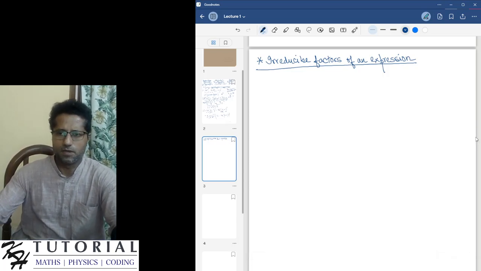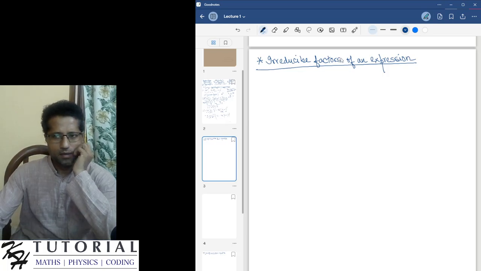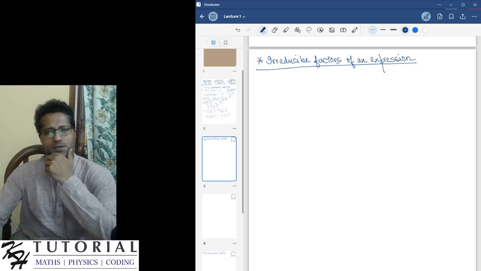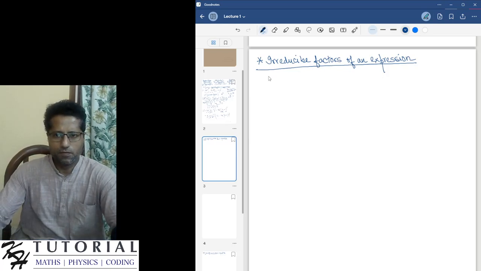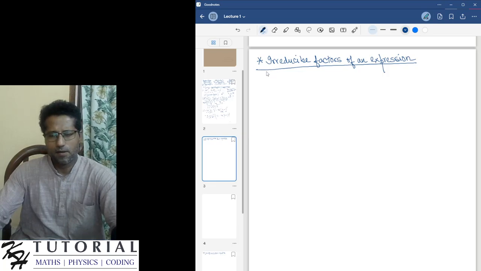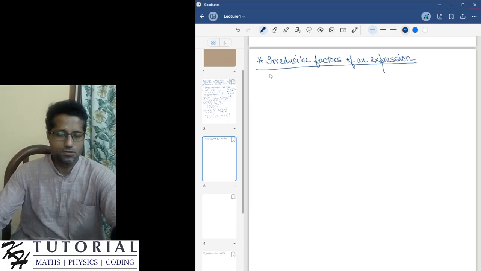Irreducible factors of an expression is like expressing a natural number as its prime factors. So let's first understand how do we express a natural number as prime factors. I mean, how do we do prime factorization of a natural number?